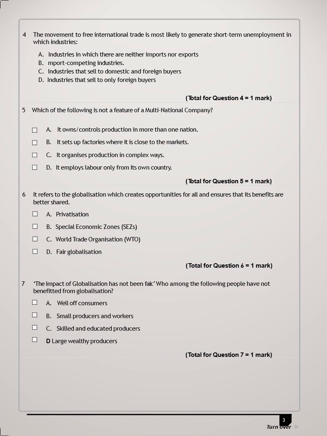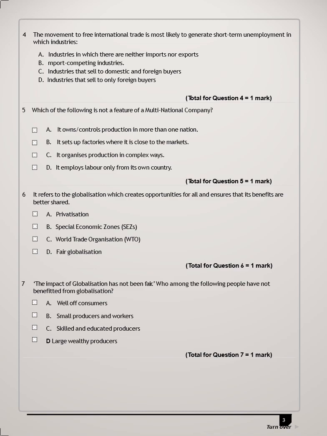So which option is right? You know which option is right? Yes, you can see that the industries which are import competing industries, option B is the right answer. Option B is the right answer. It is clear.